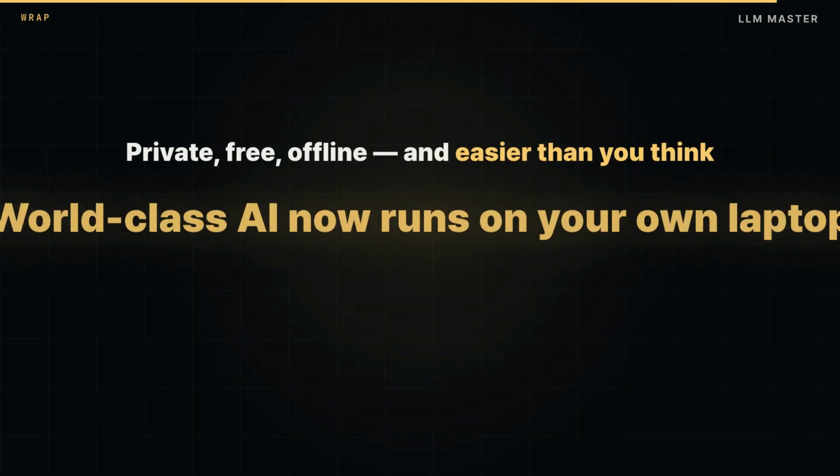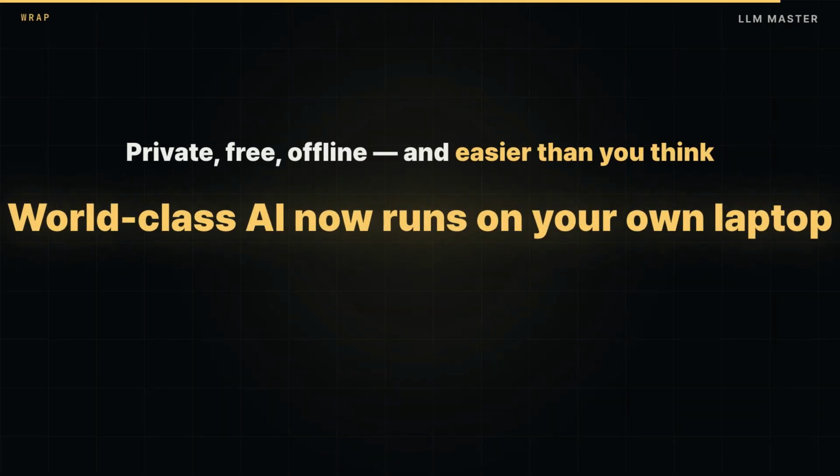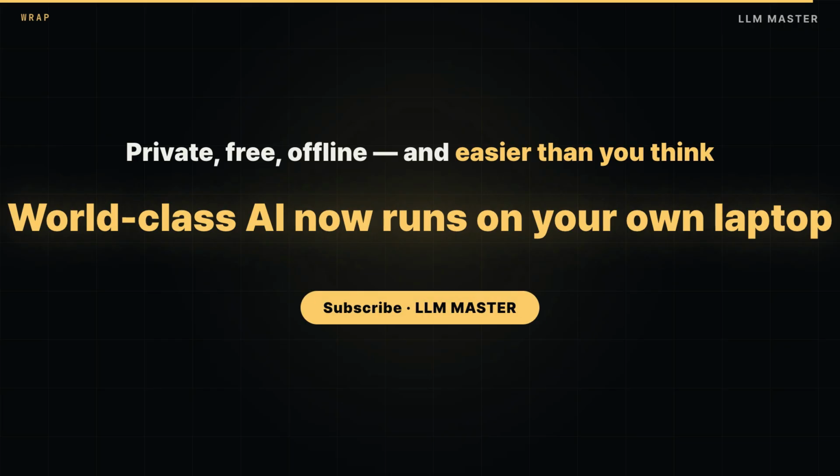So that's the whole story in 3 lines. 1. You can run world-class AI locally, private, free, offline, and it's easier than you think. 2. ERNIE has 2 faces, and the 4.5 family is fully open for you to download. And 3. In our Korean tests, ERNIE was fastest, Qwen was cleanest, and DeepSeek thought the hardest. Try them yourself. The barrier to entry is basically gone.